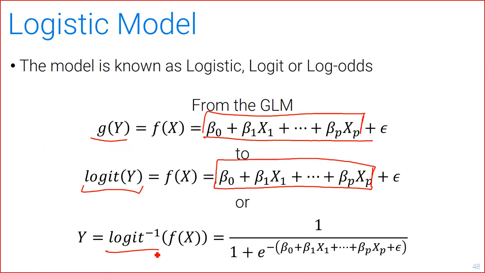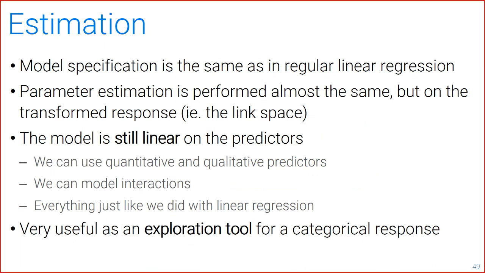And again, the reason why we apply the transformation is that we can fit a linear model all the same without problems in the transformed space, in the link space. And then whenever we want to have the original response, we just transform back. So the model specification is the same as in regular linear regression. Everything is the same. We have the estimates, standard errors, p-values, interactions, absolutely everything. It's all the same.